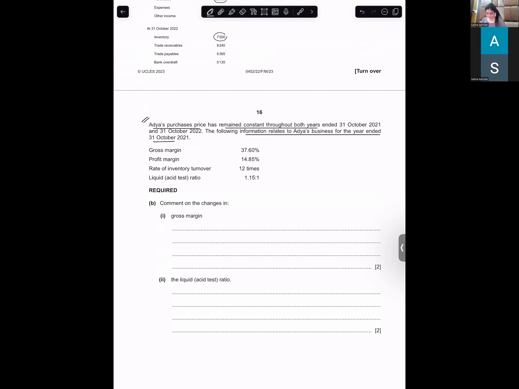Just analyze it. What are they trying to tell you? They said the purchase price has remained constant. So this is the information for your last year. Can you give me the information for the current year? For the current year, gross margin is 40.25%, profit margin is 13.15%, rate of inventory turnover is 10.41 times, and acid test ratio is 0.88 to 1.